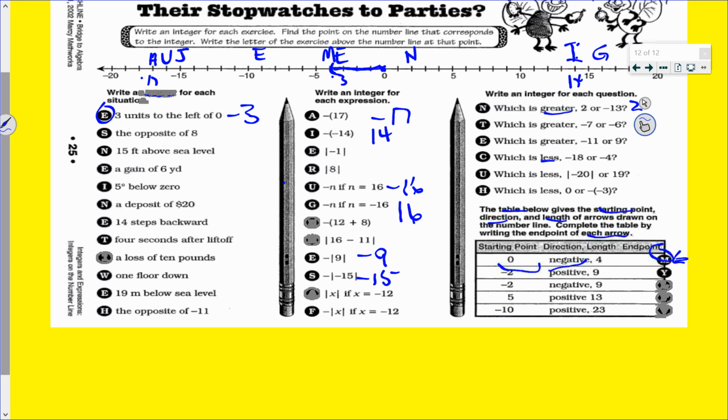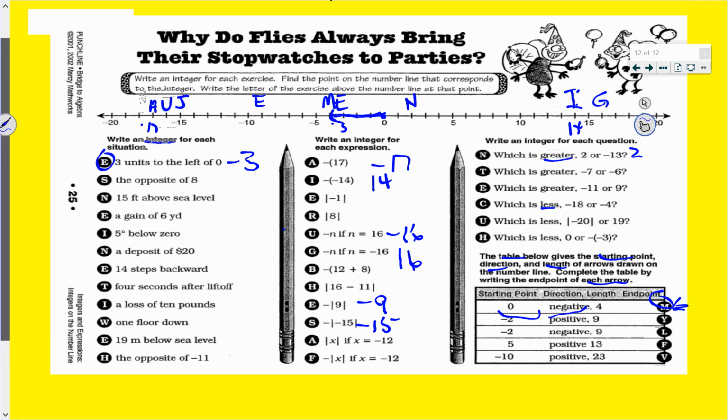So we've already given you quite a few of your answers on this one. Basically, all you need to do is fill in the rest of them. Is there going to be empty spaces? There will be empty spaces, yes. As in, like, space bars? No, as in, there'll be empty spaces between the words. There's multiple words that make up your answer. So the question up here on the top is, why do flies always bring their stopwatches to parties? This is the answer. So in other words, this is the punchline to another great dad joke.